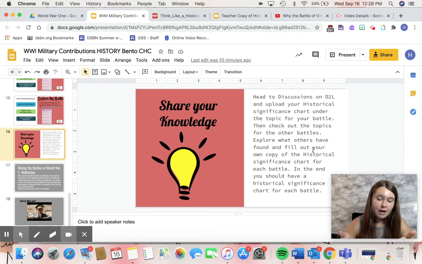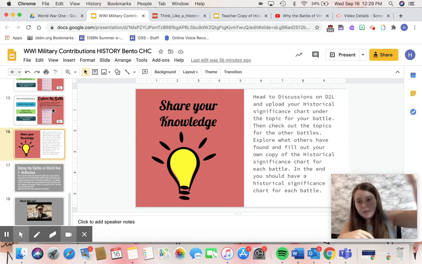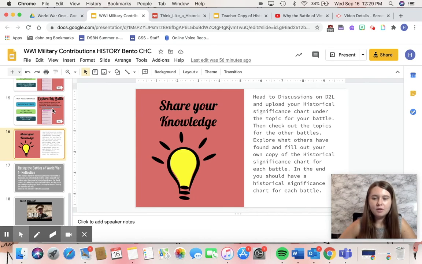You're going to use what others have posted and what others have said to inform your own historical significance sheet for each battle. If we were doing this in class, essentially one group would do the Battle of Ypres, another would do Passchendaele, and then Ypres would go up and present while the class makes notes, and Passchendaele would go up and present while the class makes notes. This is just you sharing your information. So you really just have to explore one in depth, and then you still get the information from the others.